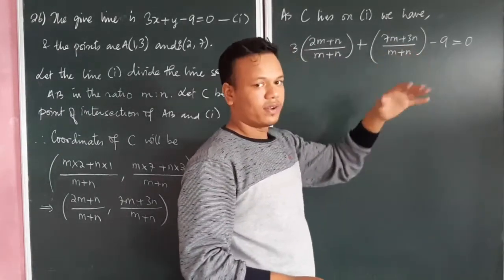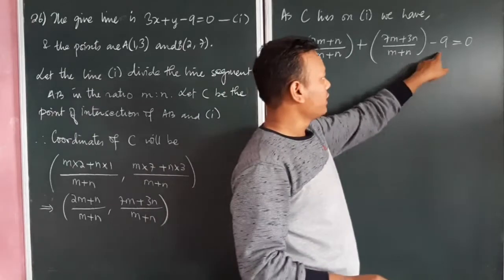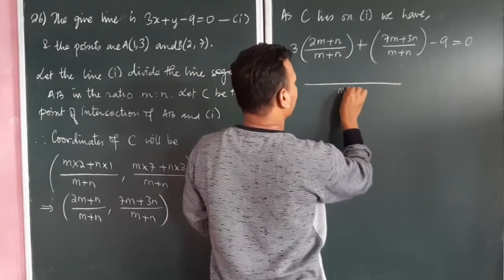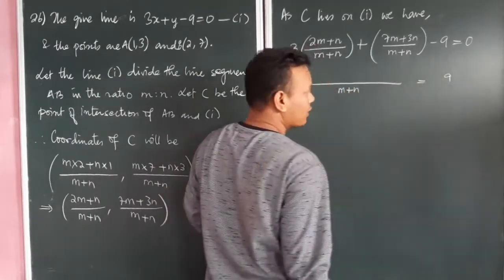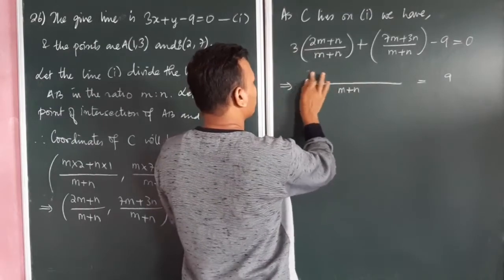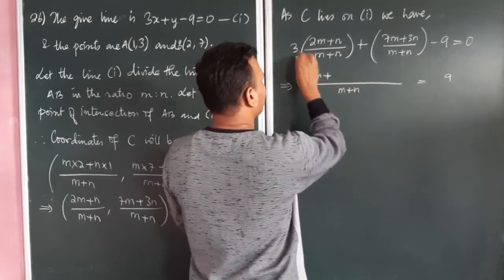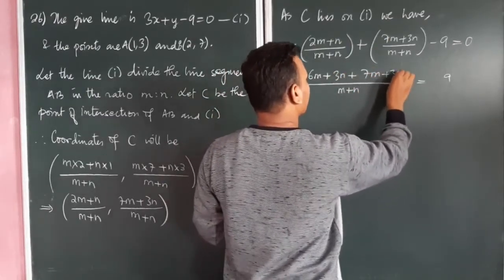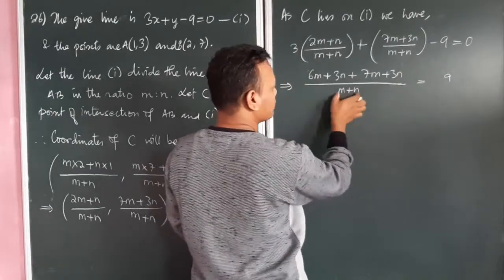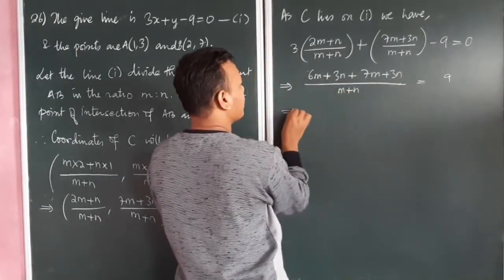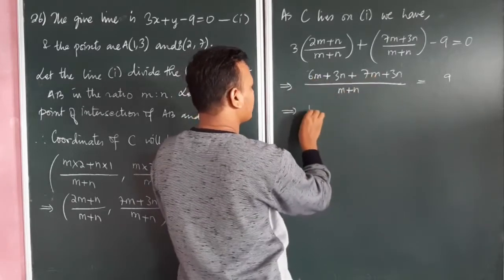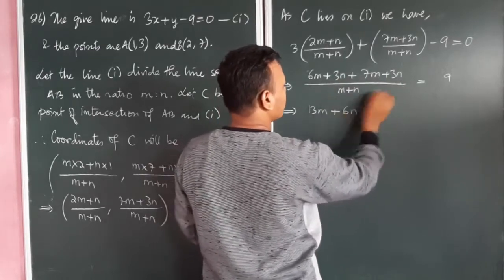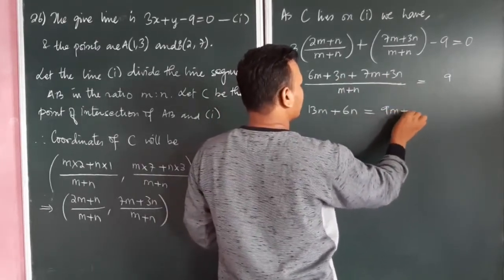Now let us simplify this and find the value of m by n from here. Let me take this 9 out there. So we have here LCM will be m plus n, so here 9 goes over there. Okay, so we have 2 into 3 into 2 is 6m plus 3 into n is 3n, plus we have 7m plus 3n, right? Let us do the cross multiplication. This and this gets multiplied. Here we will simplify. So we have 7m and 6m is 13m plus 3n and 3n is 6n equals to this, and this gets multiplied, become 9m plus 9n.